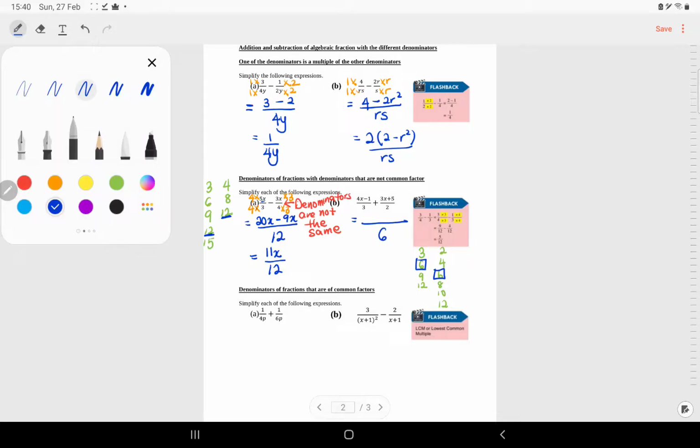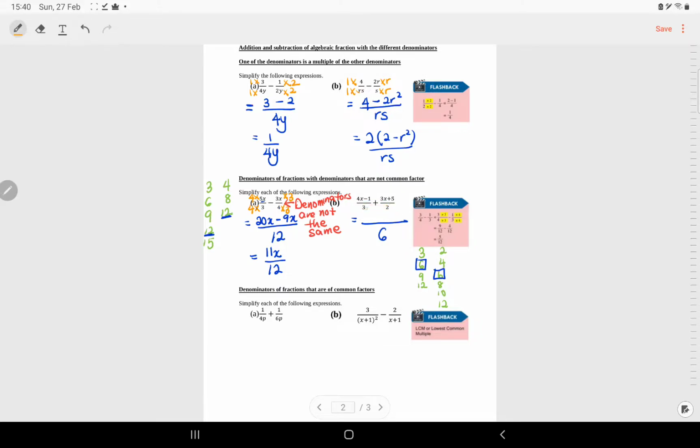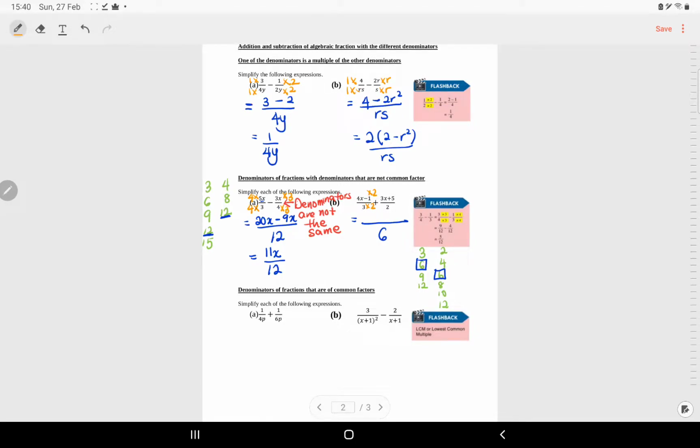Okay, next is to make 3 here become 6. You will need to multiply it by 2. Multiplying the denominator by 2, so you also need to multiply the numerator by 2. Same thing, we will multiply by 3, and then we will multiply by 3 in the numerator.